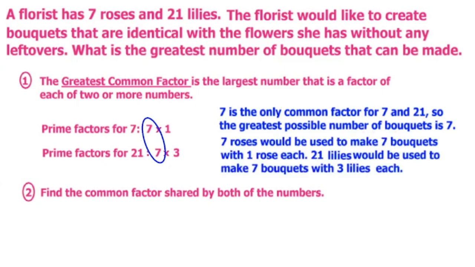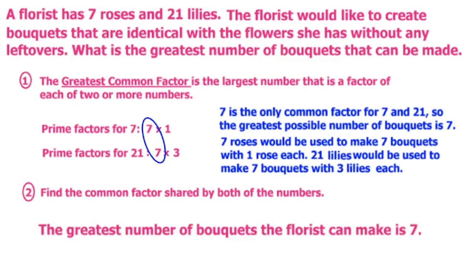So 7 roses would be used to make 7 bouquets with 1 rose each, right? So there's 7 roses, so you would have a rose in each bouquet. And then we have 21 lilies, and because we have 7 bouquets, we can put 3 lilies into each of the bouquets. And that's the greatest number of bouquets that can be made. So the greatest number of bouquets the florist can make is 7.